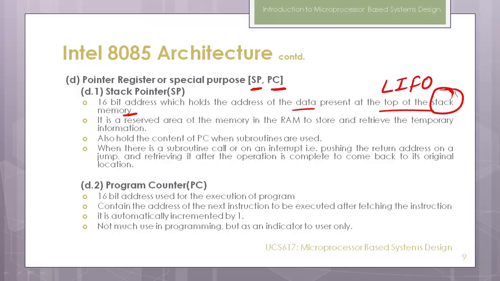It is a reserved area of the memory in the RAM to store and retrieve temporary information. It also holds the content of the program counter when subroutines are used. When there is a subroutine call or an interrupt, it pushes the return address on a jump and retrieves it after the operation is complete to come back to the original location.